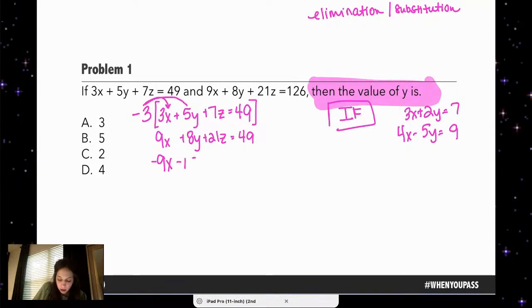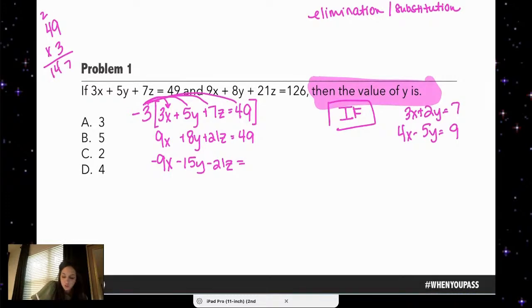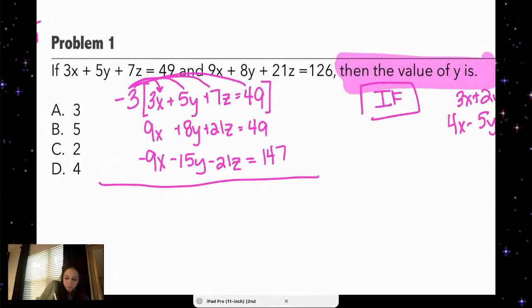Minus 15y minus 21z equals 49 plus times 3, 147. Now I'm going to add these two equations up. 9 plus negative 9 is 0. That was the goal, to eliminate that variable.